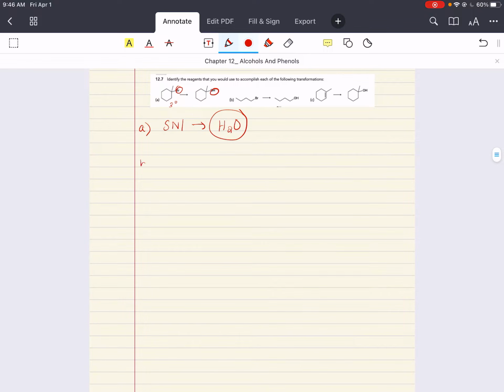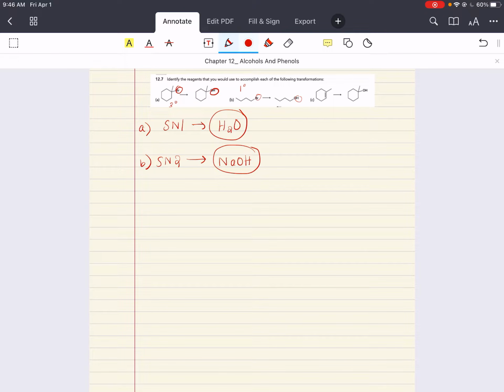Now, if we look at B, all right, again, we're converting this halogen to an alcohol group. Our substrate is primary, so we're going to be doing this substitution through SN2. That means we can use a strong nucleophile like sodium hydroxide.